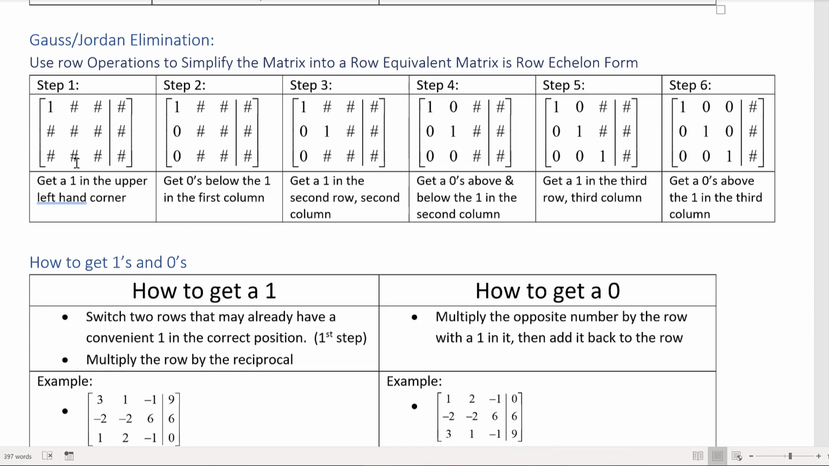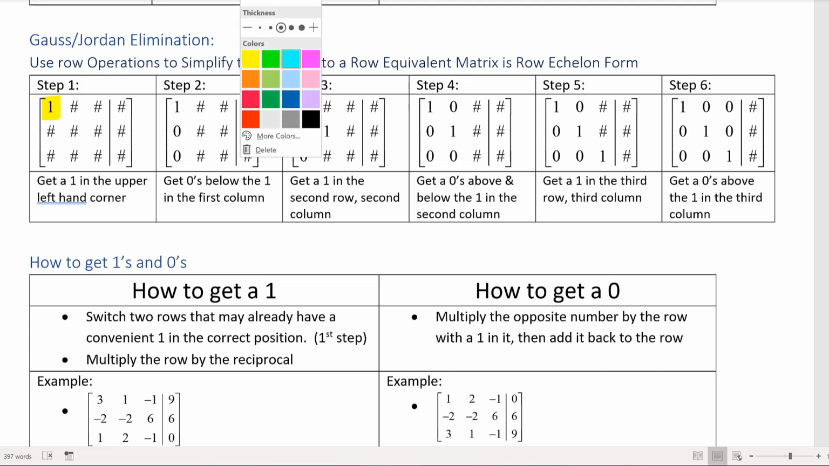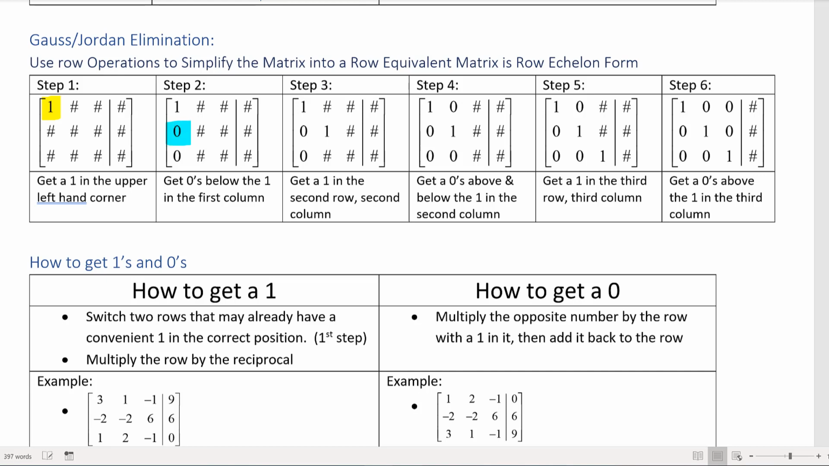So our steps to solve by Gauss-Jordan elimination are: step 1, get a 1 in the upper left-hand corner. How do you get a 1? We're going to talk about that in a minute, but it's very similar to what we talked about in the previous section. Step 2, get zeros below the 1. We should already have the 1, and that shouldn't change from step 1, but then I'm going to get zeros below it. In step 3, you should have a 1 and 2 zeros below it.